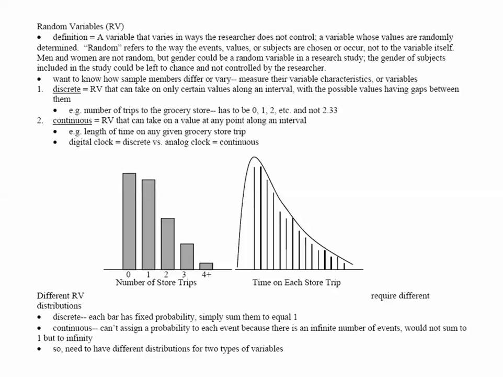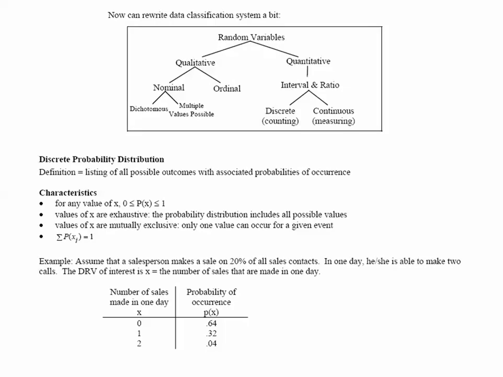Another good example is a digital clock versus an analog clock. A digital clock will tell you to the minute or to the second. An analog clock is actually continuous, so it would move between those values. So now we can rewrite the figure here that we saw in section 1 to include, in the interval and ratio or quantitative data, we can show both discrete as well as continuous.